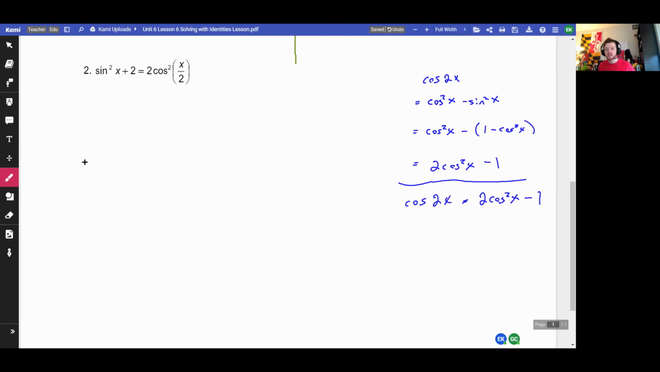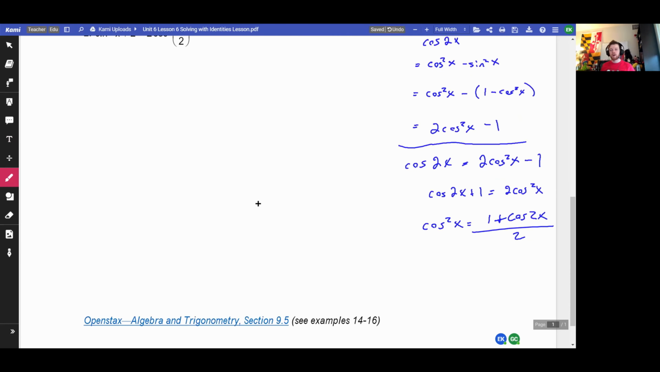And I want a formula for cosine squared x divided by 2. I'm going to solve for cosine squared x. Add 1. Divide by 2. 1 plus cosine 2x divided by 2. And we are very close to getting our identity for cosine squared x divided by 2. Do you see what to do?